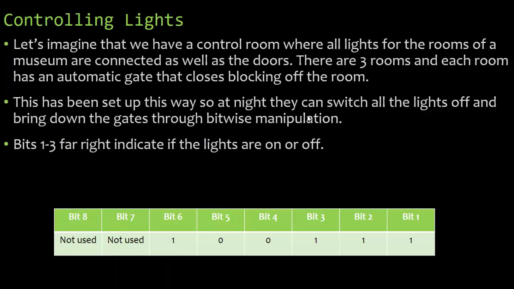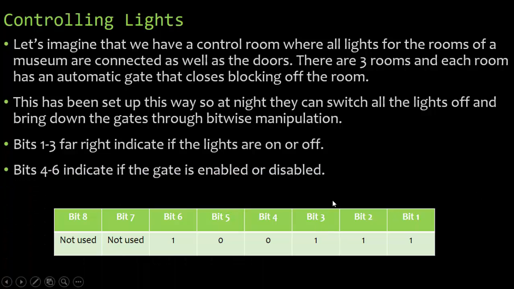So bits 1 to 3 on the far right indicate if the lights are on or off. So bits 1, 2, and 3 are controlling the lights. Bits 4 to 6 are controlling if the gate is enabled or disabled. Here we can see in bit 6, this door is enabled, bits 4 and 5 are disabled, and that in bits 1, 2, and 3, all the lights are on.